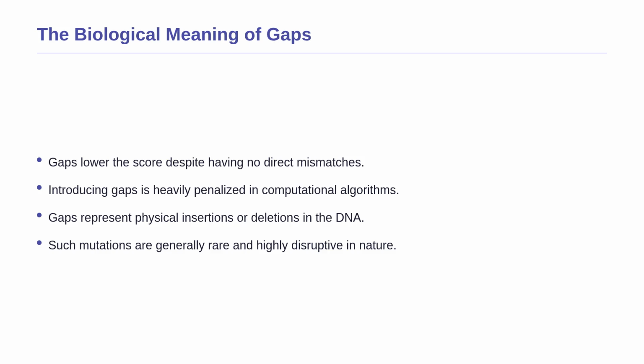This lower score of 4 teaches us a very important biological principle. Why did the score drop? In computational biology, introducing gaps is heavily penalized because such mutations are generally rare and disruptive in nature. Gaps represent actual physical insertions or deletions in the DNA sequence. These physical changes can drastically alter the shape and function of a biological molecule, often much more than a simple single-letter mismatch. Therefore, our mathematical scoring system is designed to reflect this biological reality by making gaps costly.